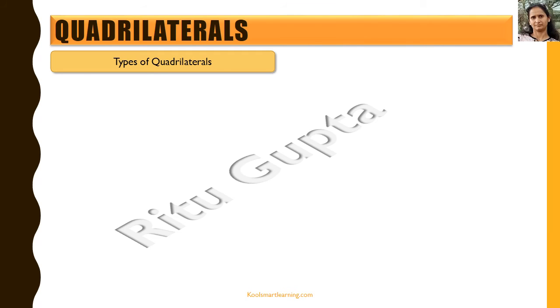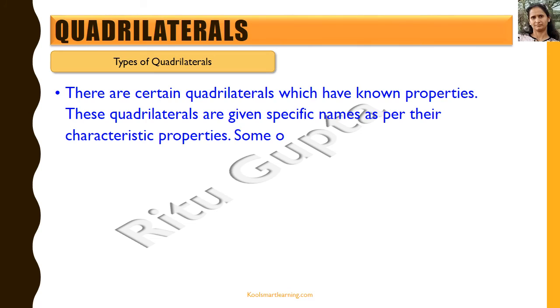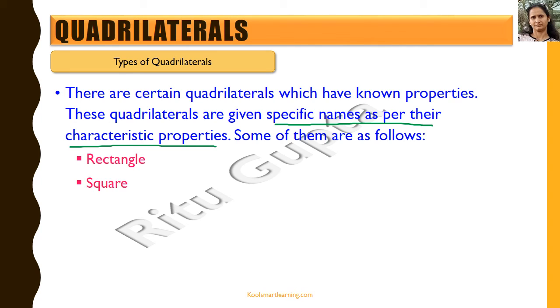So friends, now let's talk about the different types of quadrilaterals that we have. There are certain quadrilaterals which have known properties. The basic definition of a quadrilateral is a four-sided closed figure. So it has four sides, four vertices and four angles. But there are quadrilaterals which have some known properties, they are specific types of quadrilaterals and specific names are given to them as per their characteristic properties. Some of them are a rectangle, a square, a parallelogram, a rhombus, a kite, a trapezium. So these are some of the specific quadrilaterals which have specific properties.